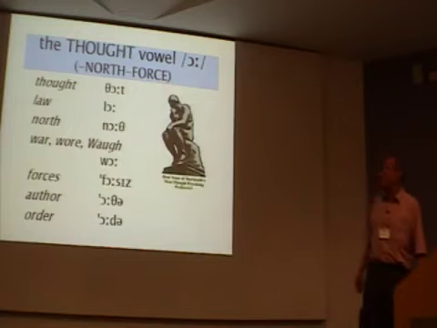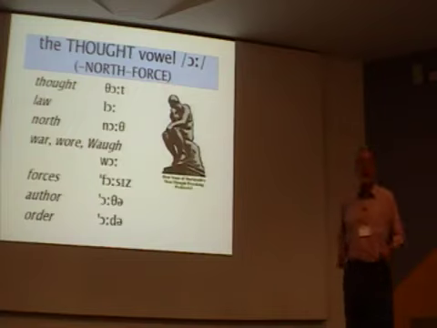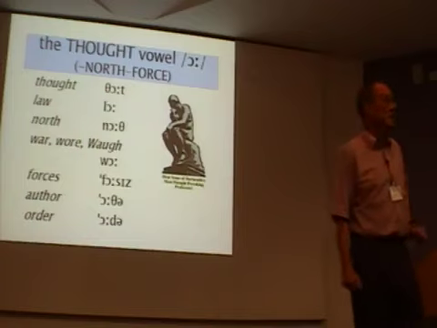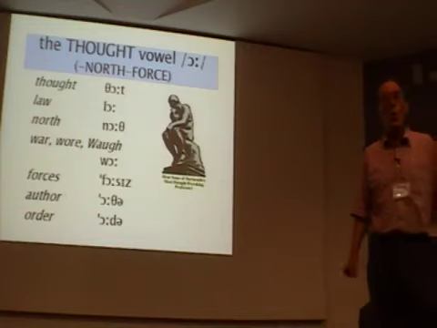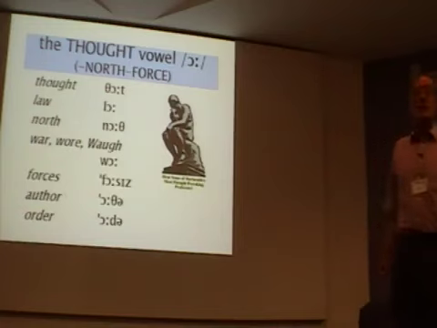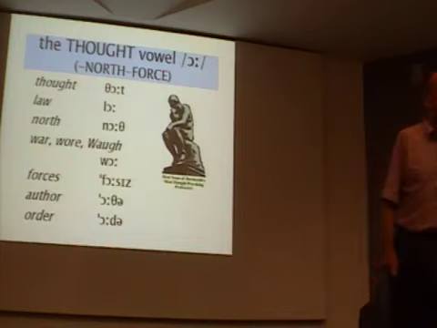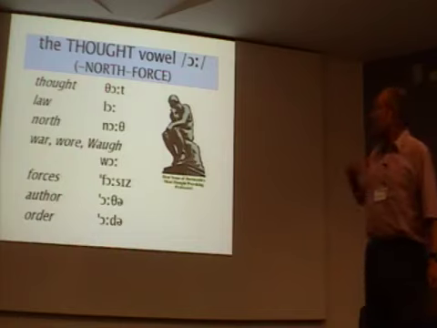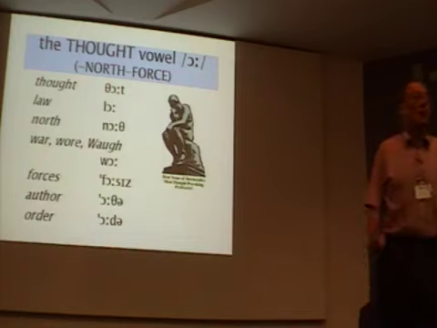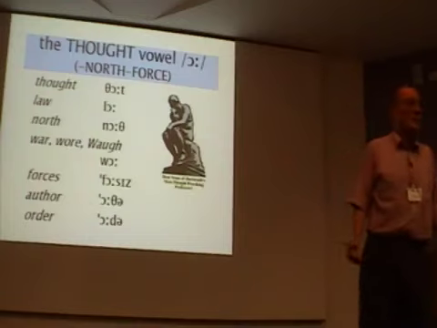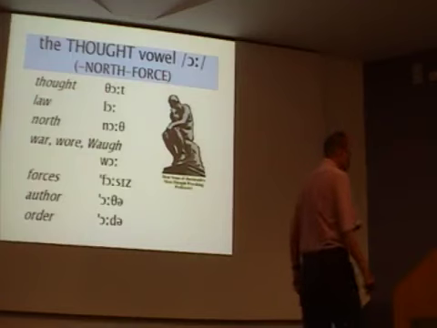Or thought, law, health, war, forces, author, order. This is the most rounded vowel in English, one when the lips are really rounded. On the whole, it's not difficult to pronounce. The problem is knowing which words to use it in. And so the second word here, for example, law, sometimes you'll hear people thinking that it should be said as low, but it isn't. That's a different word. It's law.